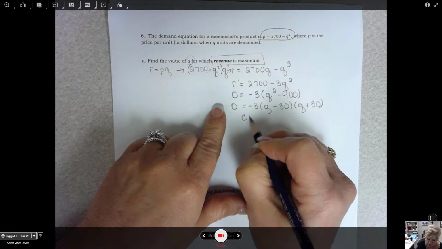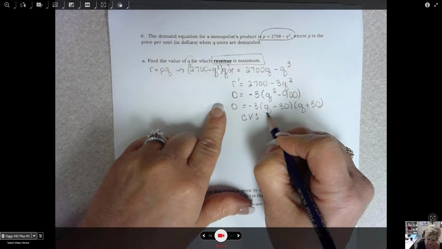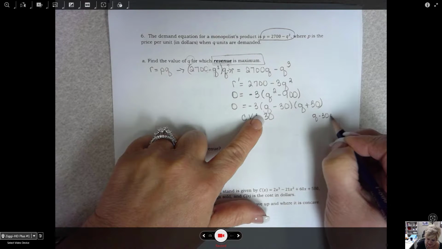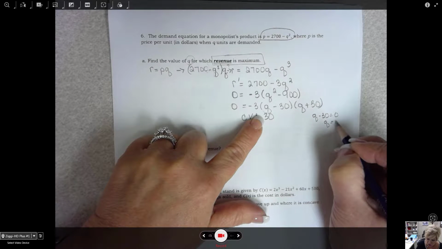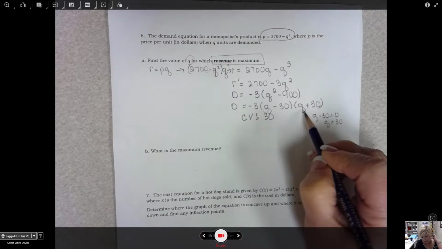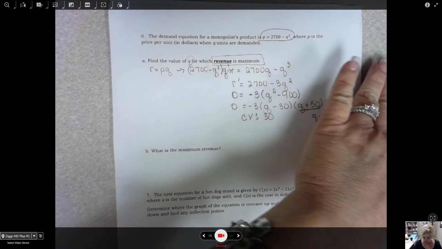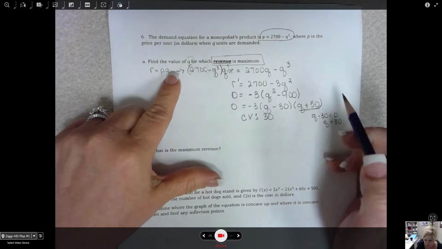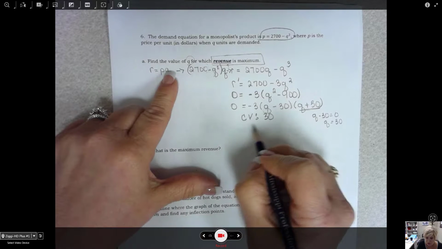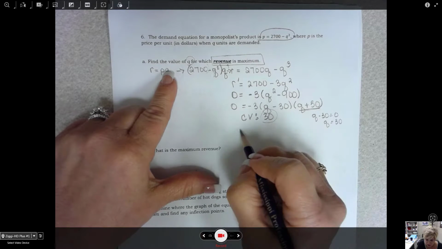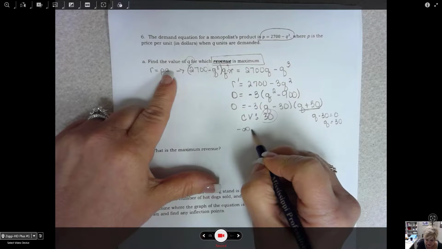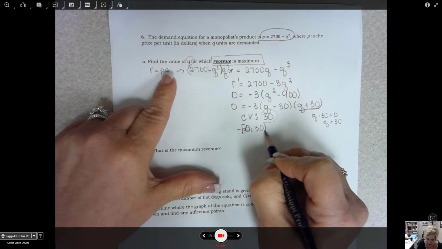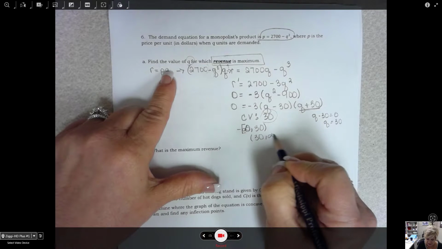Our critical value here would be positive 30, because if we set Q minus 30 equal to 0, Q will be positive 30. We're not really interested in the other critical value, which would be negative 30, because we're dealing with quantity in a revenue function, so we're only concerned with the positive Q values. Our interval will be, nope, it'd actually be 0 to 30 and 30 to positive infinity.